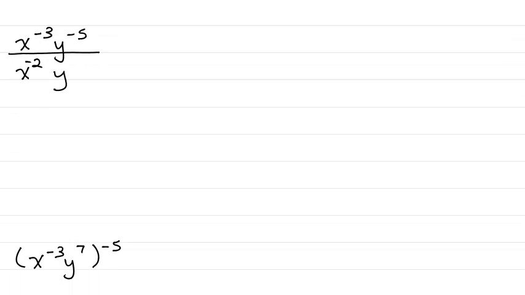Alright, here's another little division problem. There's nothing to simplify in the numerator and denominator, so we go right to the splits. So I've got x to the negative third over x to the negative second, times y to the negative fifth over y. Let's throw in the 1 so we don't forget it.